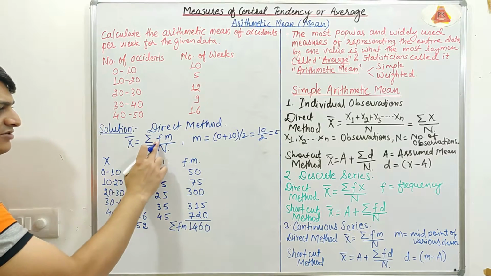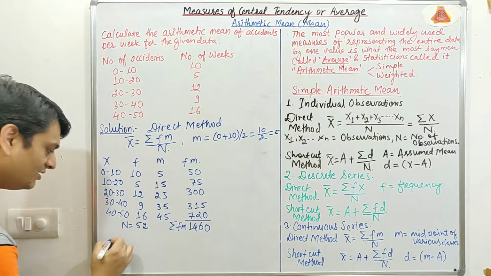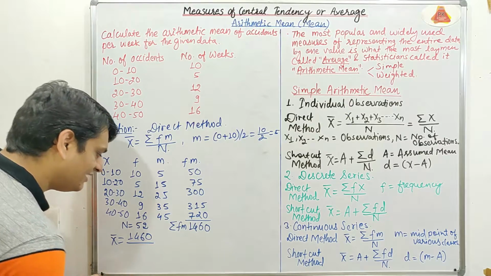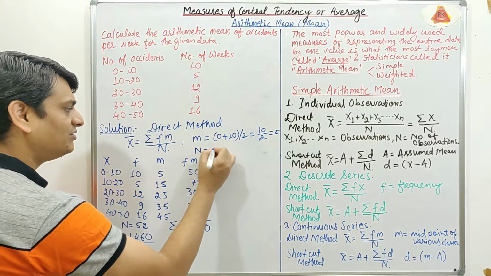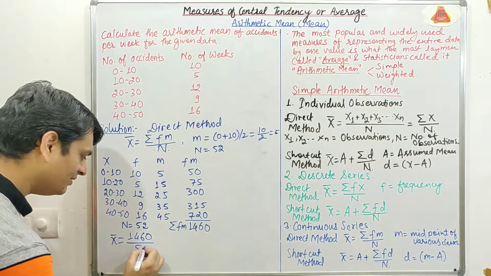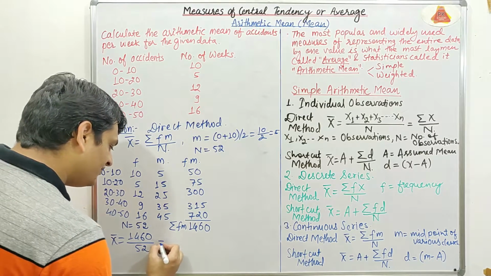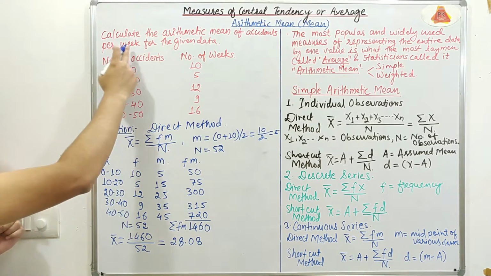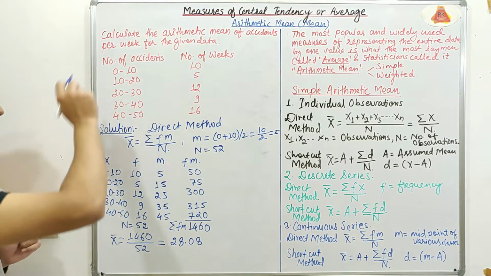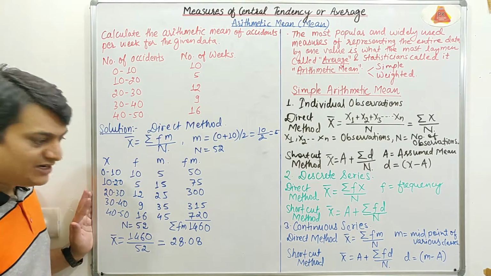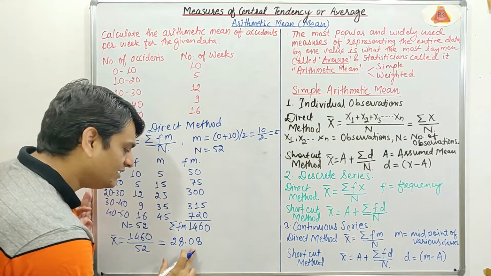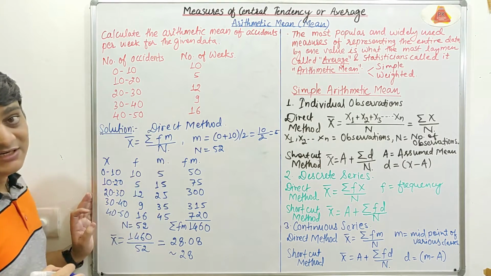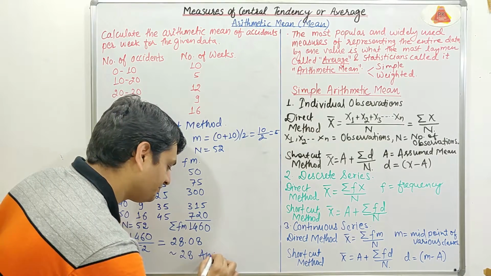Now here we have the values of summation fm and n. So x bar is equal to summation fm, that is 1460, divided by n. Here n is equal to 52, so it will be 52, and after calculation we will get 28.08. As per the question we have to calculate the arithmetic mean of accidents per week of the given data. So the arithmetic mean for this data will be 28.08, and it will be equivalent to 28 accidents per week. So this will be our answer.